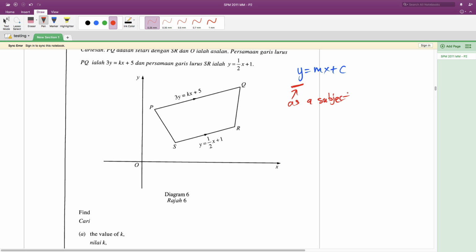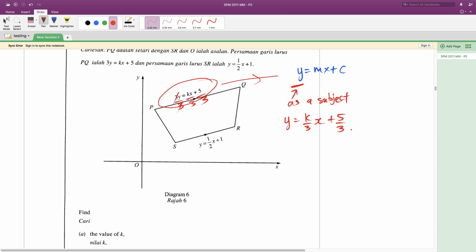That means you cannot have 3y or negative y or 2y. You must be only y here. So this one doesn't obey this rule. So what you need to do is change this one into y equals mx plus c. I will move the 3 to the other side. So y equals k over 3x plus 5 over 3. That means I divided 3 for every single one. I divide 3 here, here and here. The 3 and 3 I simplify, I left y. Then this is k over 3x, and then this is 5 over 3.